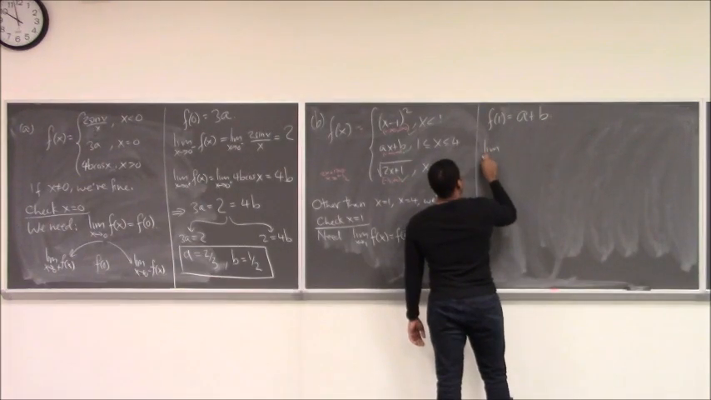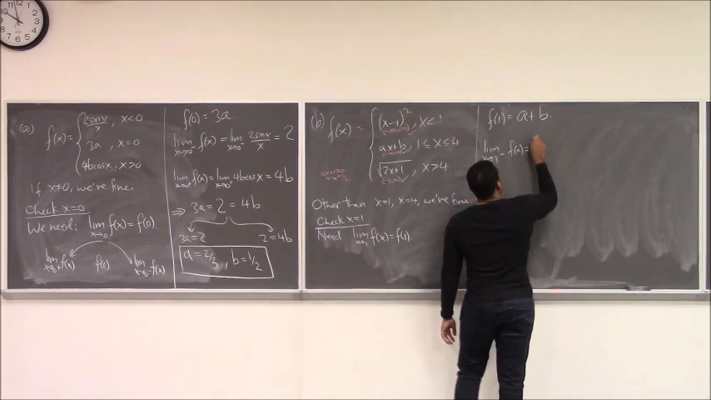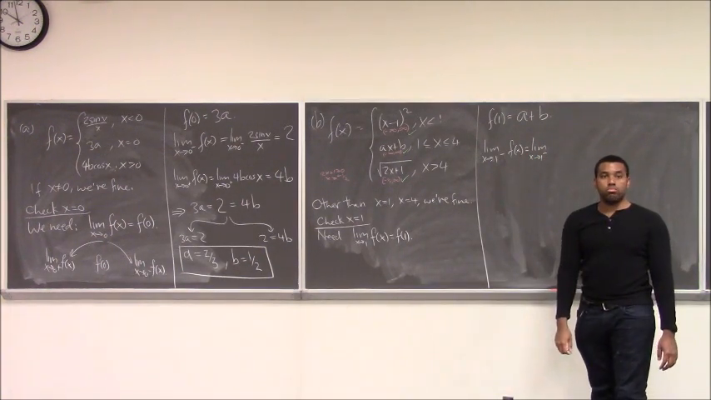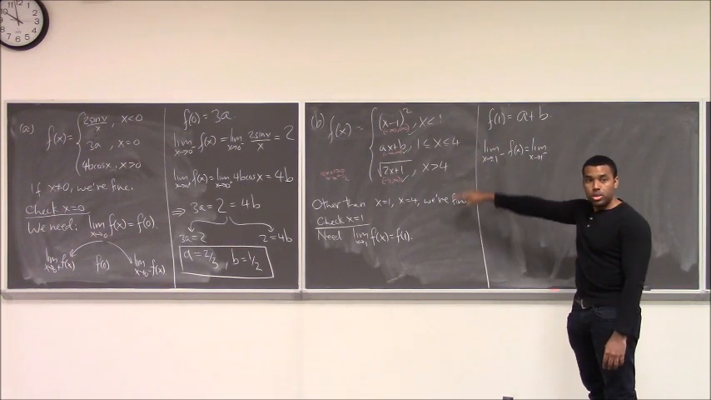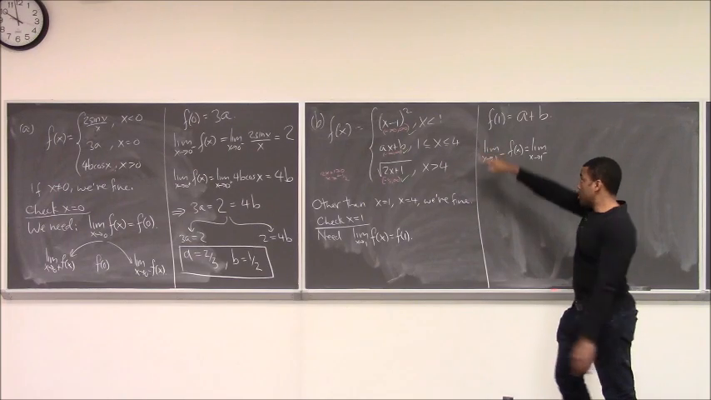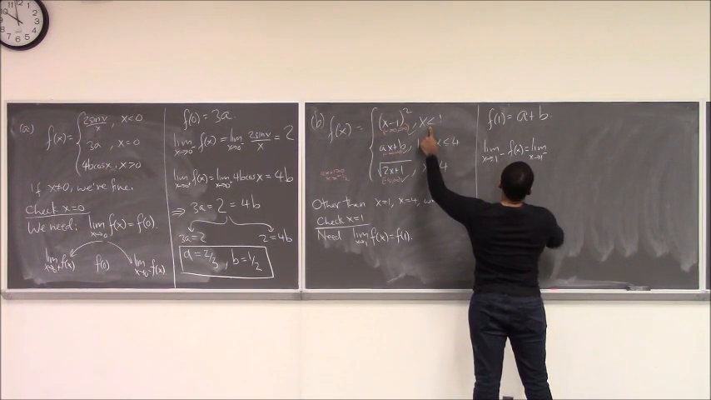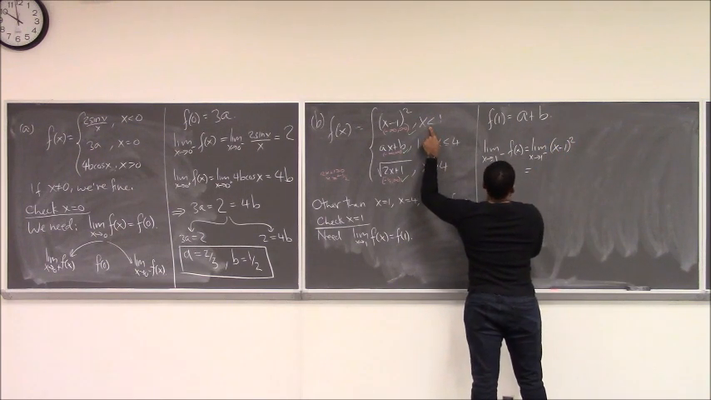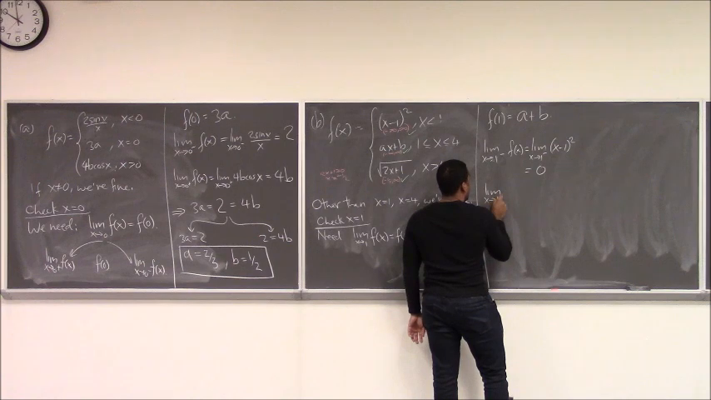What about to the left of 1? If we're looking at the limit from the left, what function should we be looking at? Top, middle, bottom? Top, right? 1 from the left means we're a little bit less than 1, coming up to 1. This is the function where x is less than 1. So we are looking at this function. And what's that limit as x approaches 1? 0.